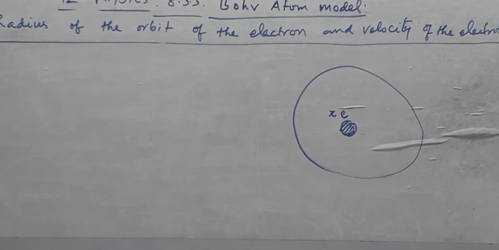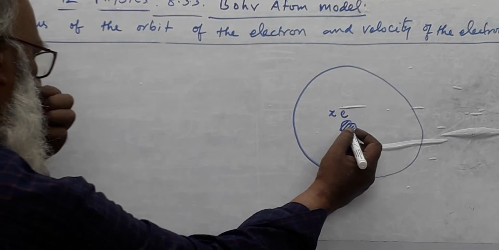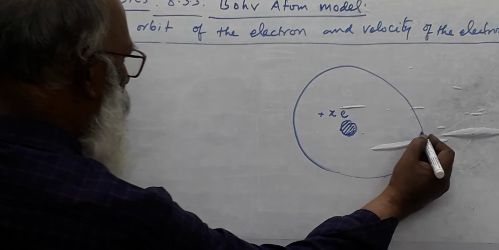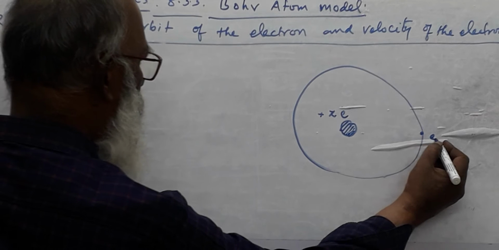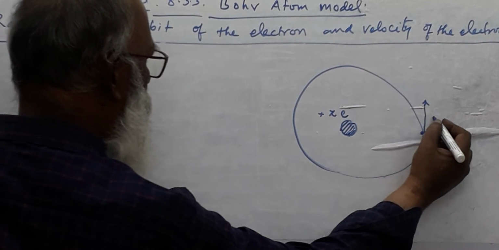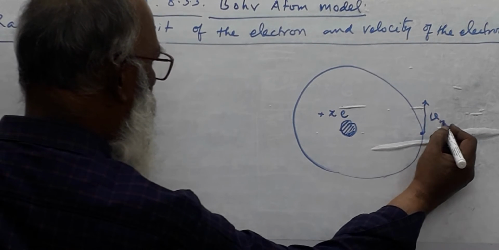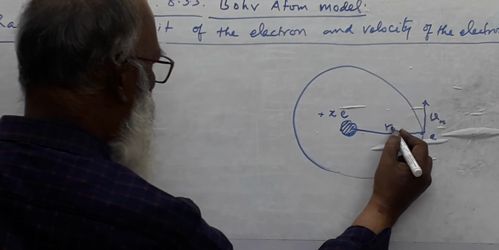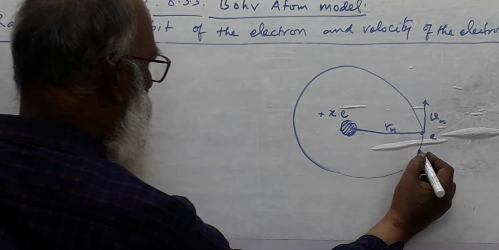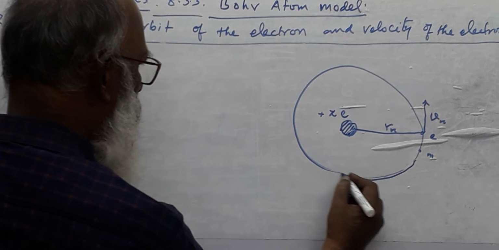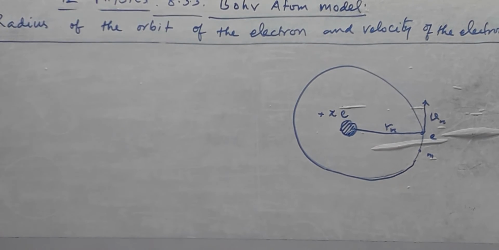Now, the total charge of the nucleus is considered to be plus Ze, whereas you have to consider the velocity of the electron as vn, the radius of the orbit as rn, and the mass of the electron as m. These are all assumed values.